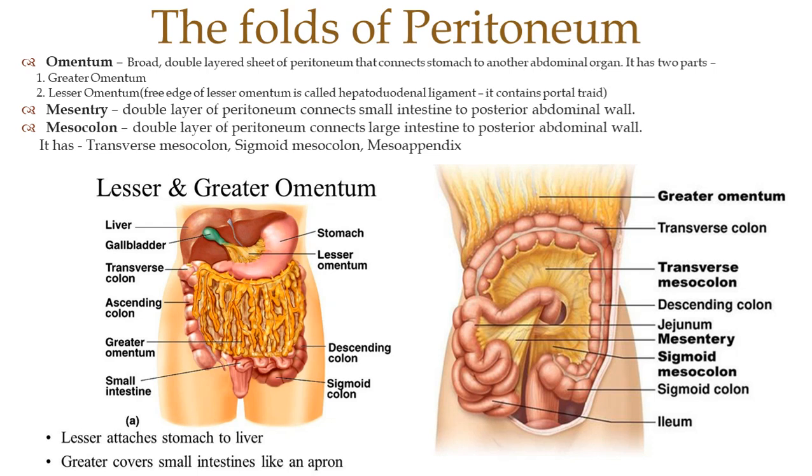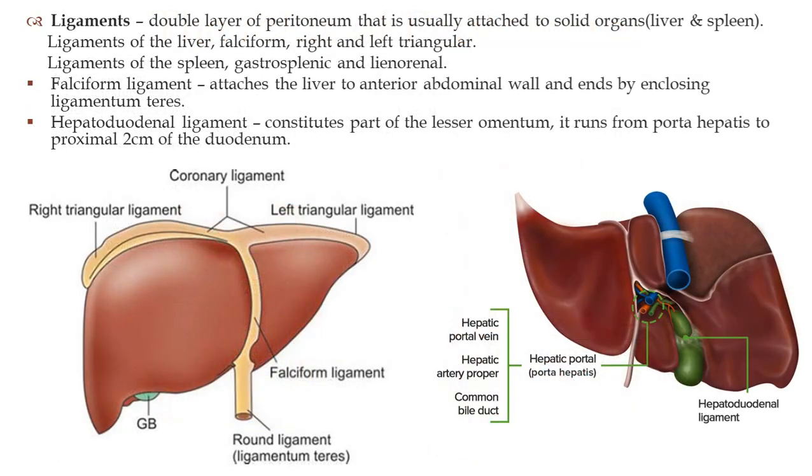Mesentery. Mesentery is a double layer of peritoneum that connects the small intestine to the posterior abdominal wall. Mesocolon. It is a double layer of peritoneum that connects the large intestine to the posterior abdominal wall. It has transverse mesocolon, sigmoid mesocolon, and mesoappendix.